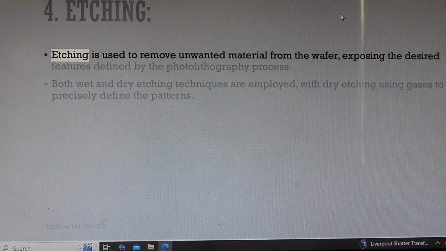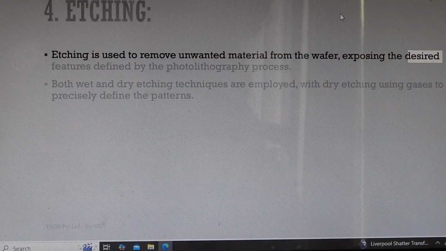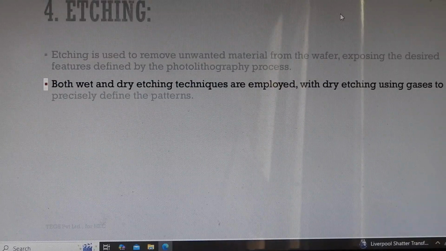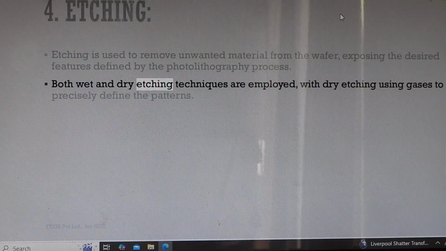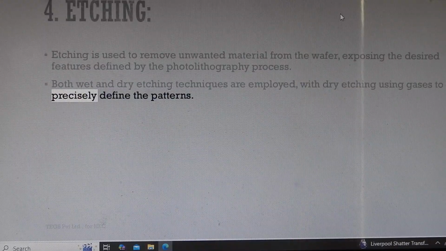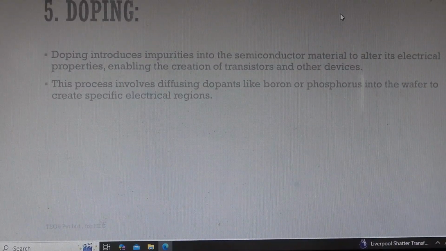Etching is used to remove unwanted material from the wafer, exposing the desired features defined by the photolithography process. Both wet and dry etching techniques are employed, with dry etching using gases to precisely define the patterns. 5. Doping.